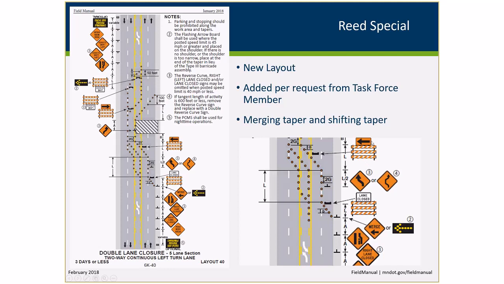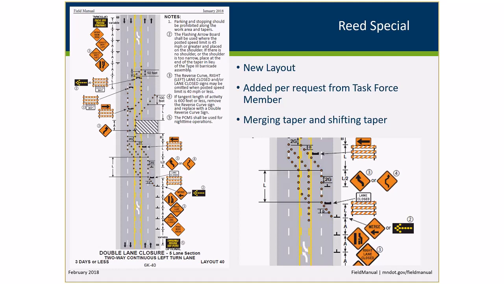You would have a Type 3 barricade with a one direction large arrow. That or the arrow board would be at the beginning of the taper, and then you'd have the Type 3 barricade with the one direction large arrow at the end of the taper. That's what we've done for decades. Turns out we can't do that per language in another portion of the MUTCD. The one direction large arrow is meant only to be used if you're having a change in horizontal alignment.